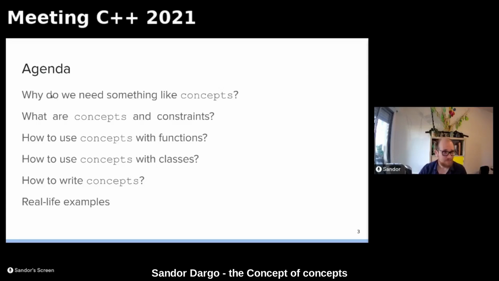So now you hopefully see the agenda. We'll discuss why we need concepts, what they are, how you can use them as constraints, how you can use them with functions, with classes, how to write your own concepts, and then we'll see some real-life examples. Although concepts are quite new, so we don't have so many examples, we don't have so many real best practices. Well, we'll discuss these a bit later.